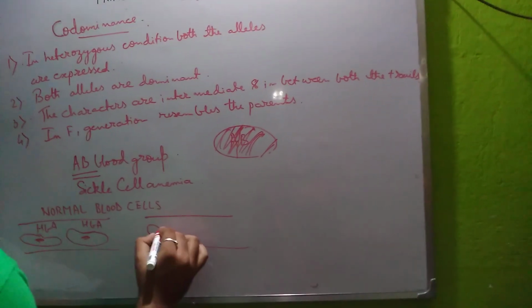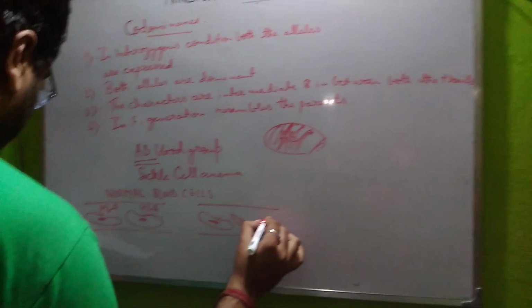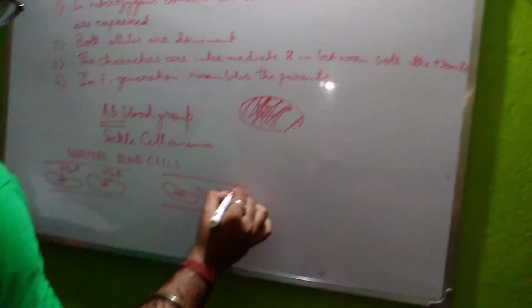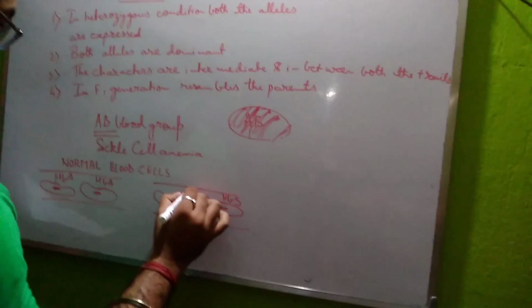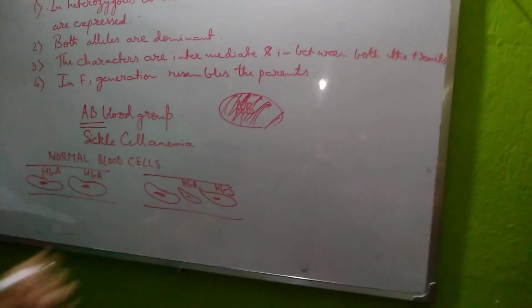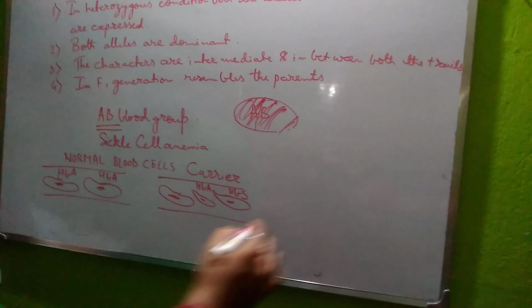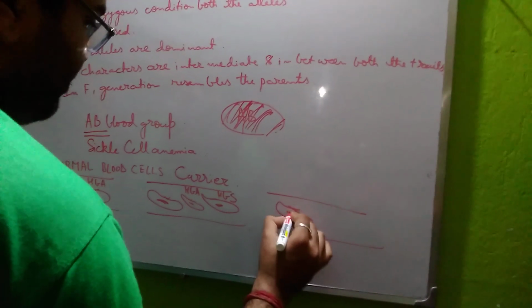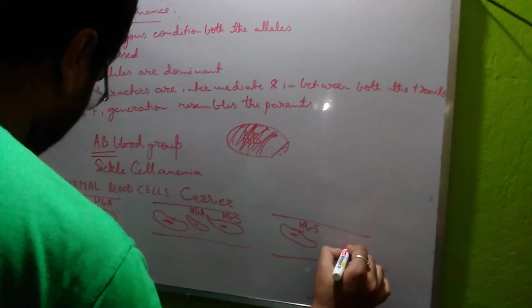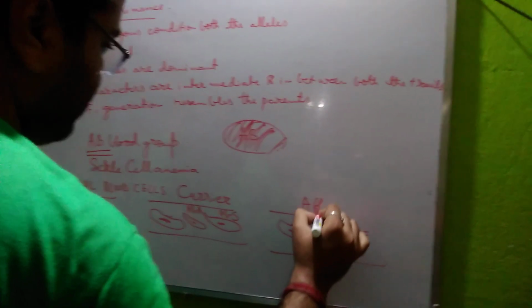In the carrier, you will be finding hemoglobin S as well as hemoglobin A. This is a carrier, and these are the blood cells. In the affected individual, you will be finding hemoglobin S over here, and also hemoglobin S over here. This is an affected one.